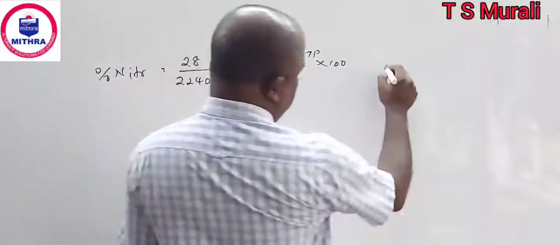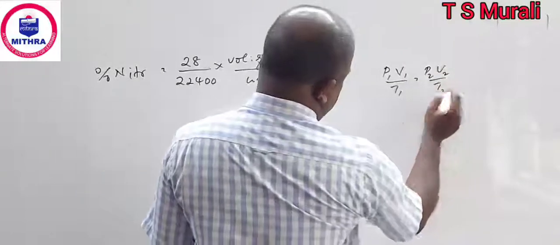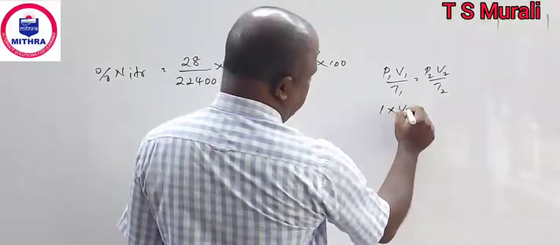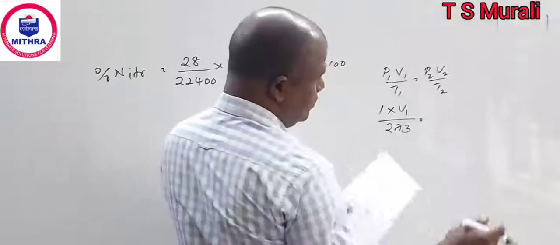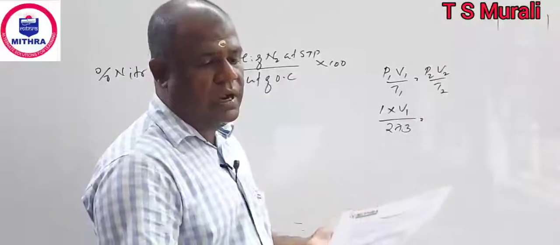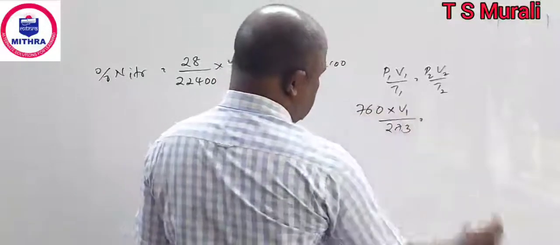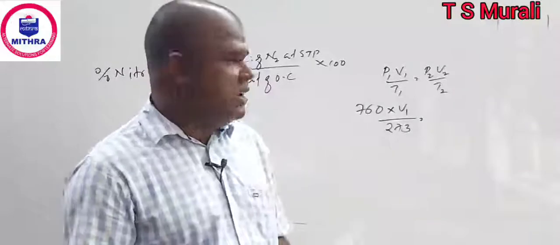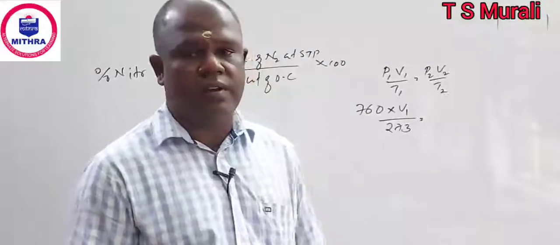So use the formula from states of matter: P1 V1 by T1 is equal to P2 V2 by T2. I am taking this one condition as STP. So pressure at STP is 1 atm, V1 we have to find, temperature is 273. This is equal to P2, the given pressure. Yes, there is a trouble. Aqueous tension is given. What is 1 atm? I am changing to 760 since it is given in millimeter of mercury. Okay, 760 into V1 divided by 273 is equal to P2, the given condition pressure, 715.